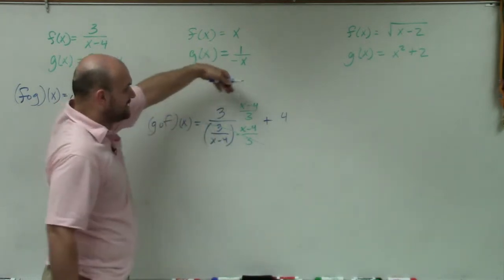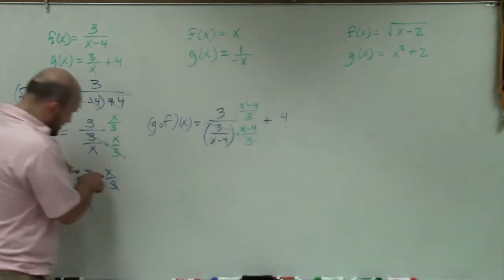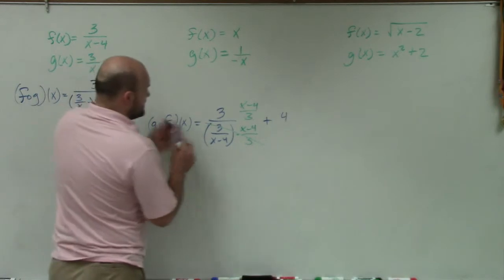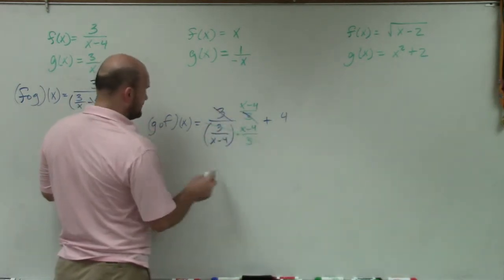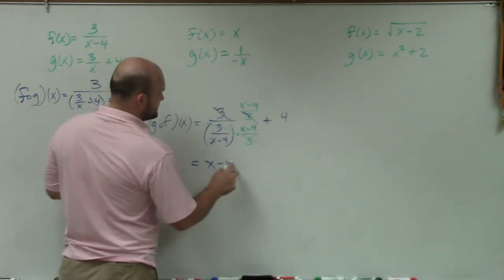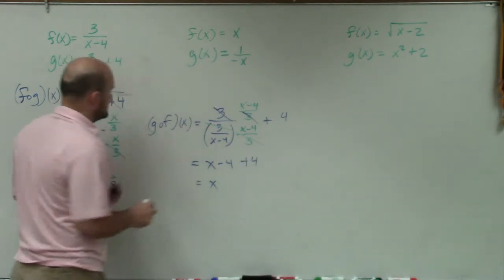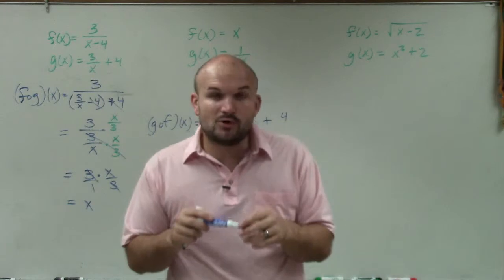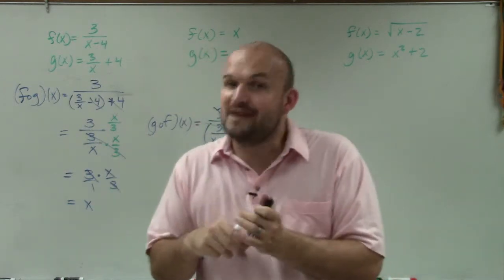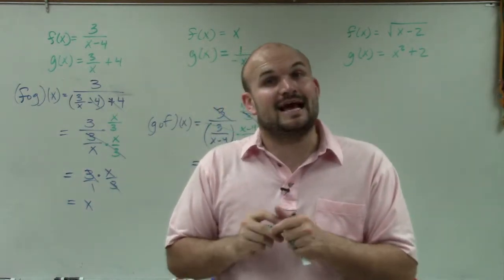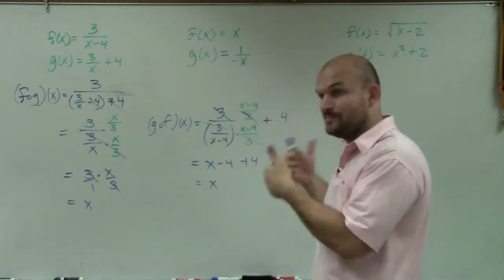Here, again, I have 3 times x minus 4 divided by 3. Just like over here, the 3's are going to divide out. So therefore, I'm left with x minus 4 plus 4. Well, guess what? That's just going to add to x. So now, ladies and gentlemen, you can see by composing the functions f of g of x and g of f of x, I get the identity element x. So therefore, I am good.